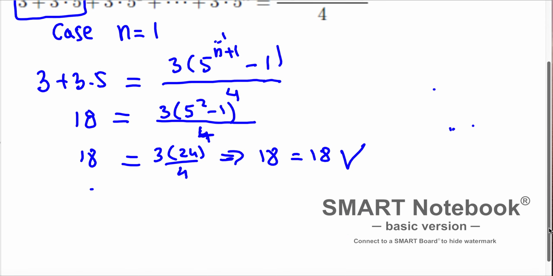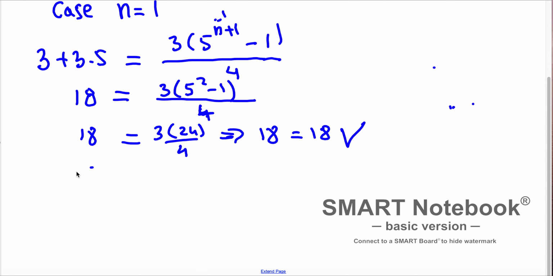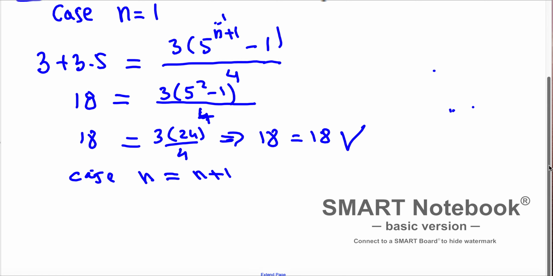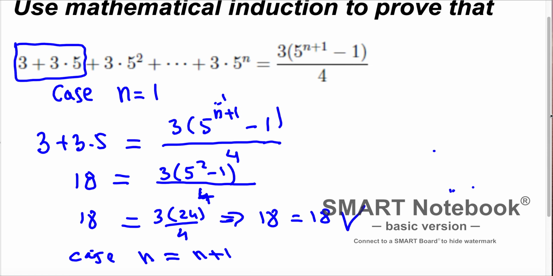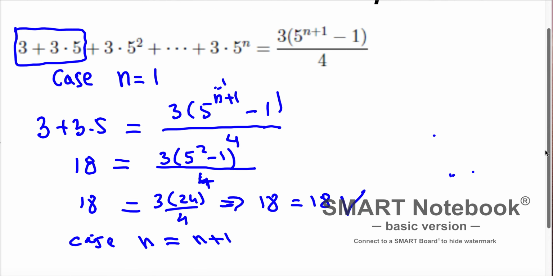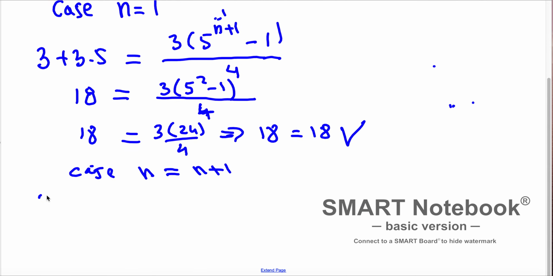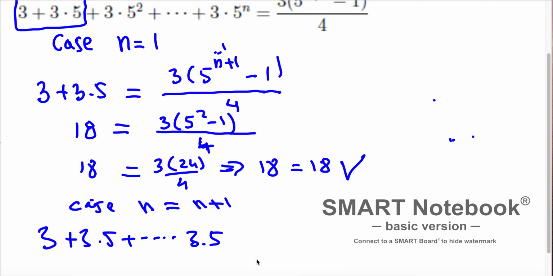But let's see, does it hold for the other cases? Let's see if it holds for the case when we substitute n with n + 1. Now we are going to have it this way. We assume this equation holds, so let me write this equation here: 3 + 3 times 5 + ... + 3 times 5^n, and plus 3 times 5^(n+1).